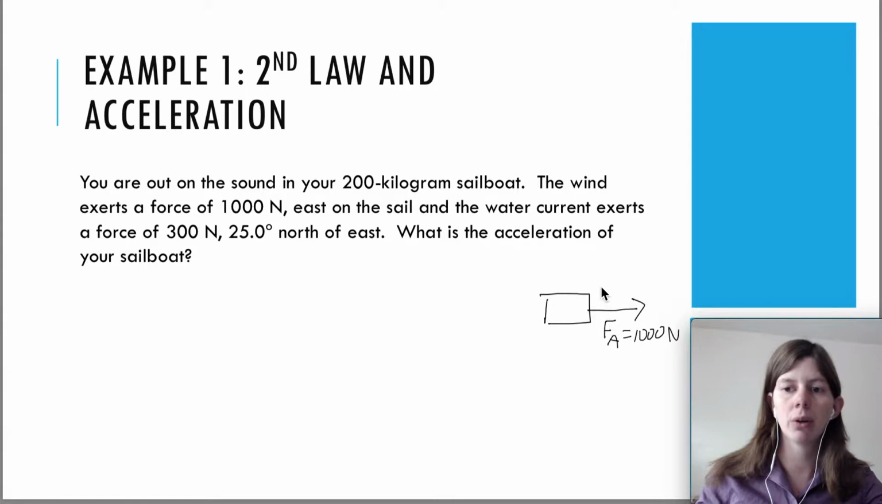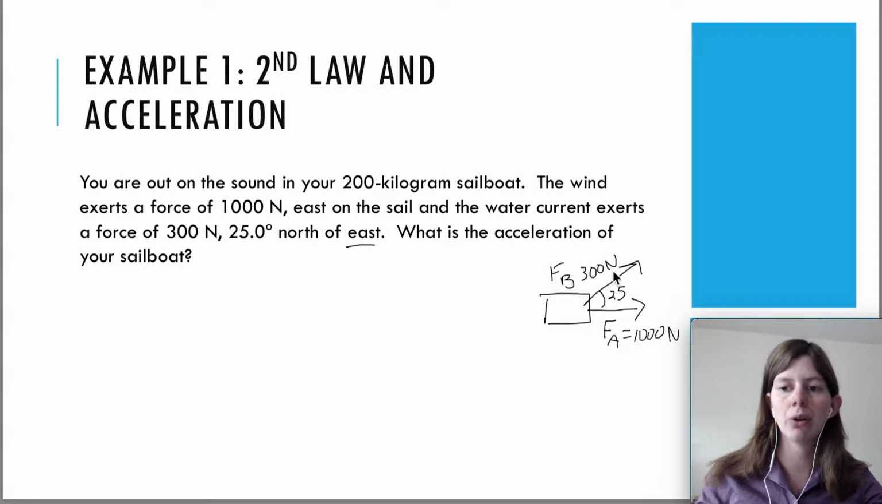And the water current exerts a force of 300 newtons, 25 degrees north of east. So remember, you draw that second thing first, and then you go north of that. That means you're going this way. It's not to scale. Assume this is 25 degrees here, and that's 300. And we'll call that FB.